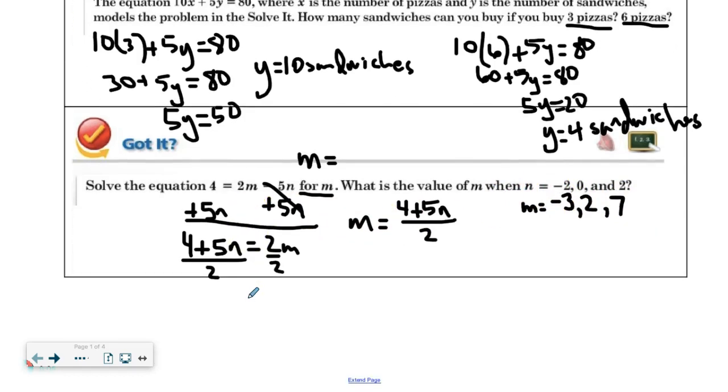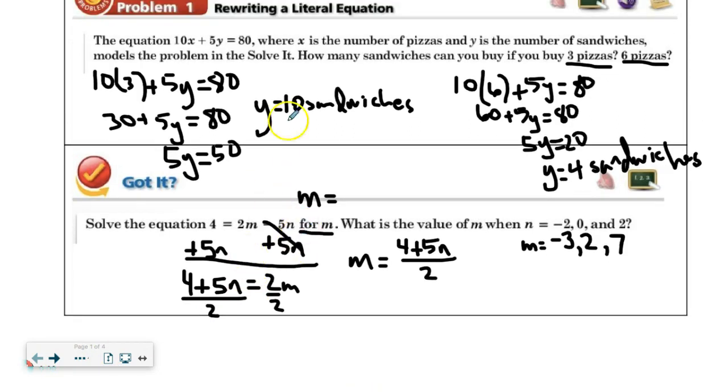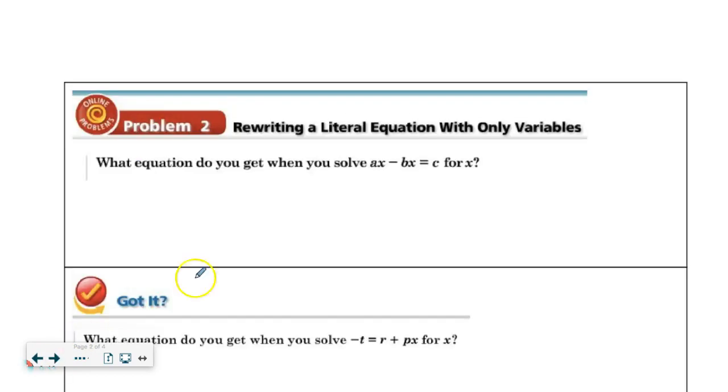Hopefully that wasn't too earth-shattering. If you need to review that, just like we did earlier, pause the video, rewind, play it back. If not, let's move on.